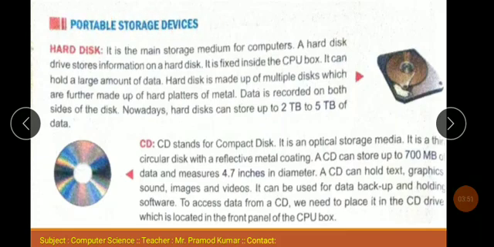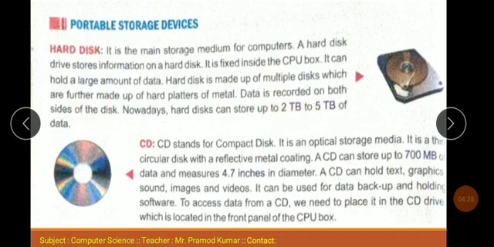Portable storage devices. First one, the hard disk. It is the main storage medium for the computer. A hard disk drive stores information on the hard disk. It is fixed inside the CPU box. It can hold a large amount of data. A hard disk is made up of multiple disks which are further made up of hard plates of metal. Data is recorded on both sides of the hard disk. Nowadays hard disks can store 2 TB to 5 TB of data.